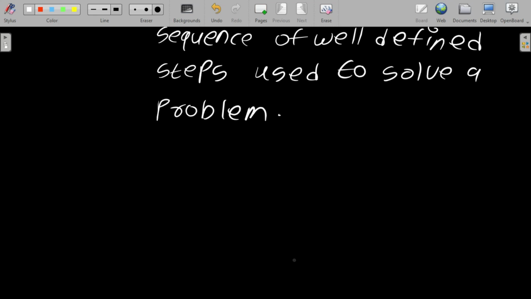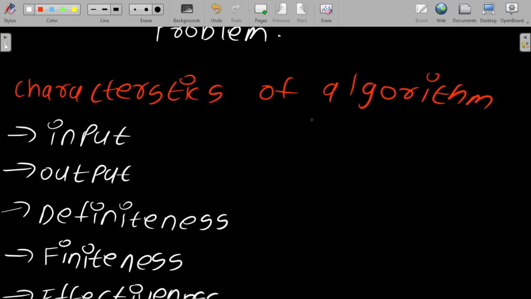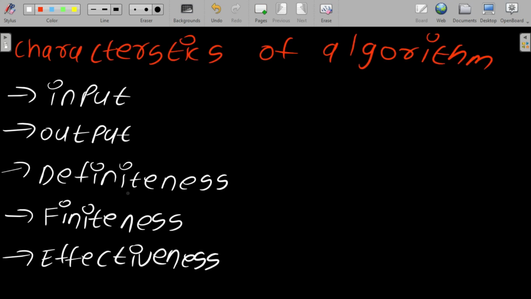So let us see about characteristics of algorithm. These are the characteristics of algorithm: input, output, definiteness, finiteness and effectiveness. Let us see one by one. A good algorithm should have the following characteristics as I mentioned. So first we're going to see input.